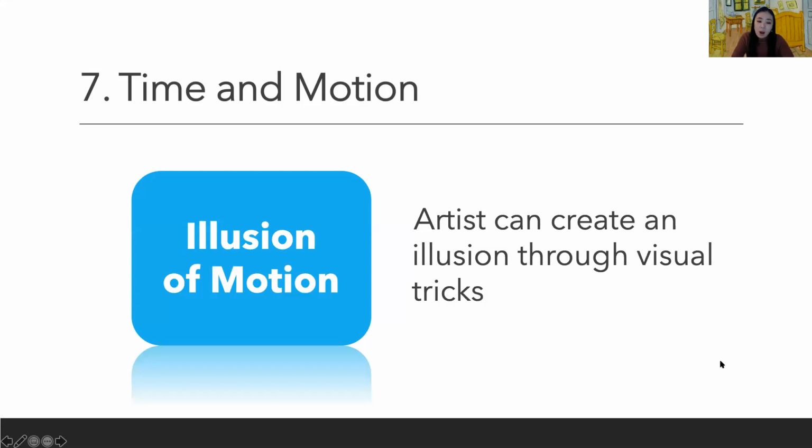An artist can also communicate the idea of motion by creating an illusion of it. Artists create this illusion through visual tricks that deceive our eyes into believing there is motion as time passes, even though no actual motion occurs.